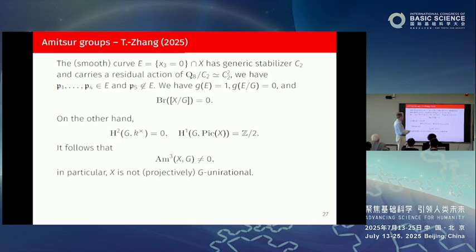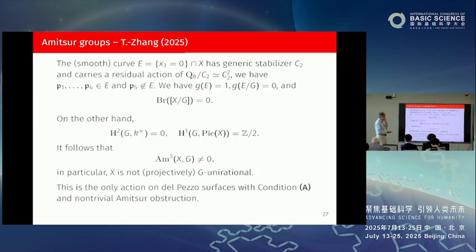Projectively means that you're dominated not by a linear representation, but by a projective linear action. So it actually obstructs both. I will talk in a second about these distinctions, actually an important point. Over non-closed fields, it would mean that you're not dominated by a Brauer-Severi variety and things like this. All right, and so this is the only action that satisfies condition A and has non-trivial Amitsur obstruction to unirationality for such a small group.